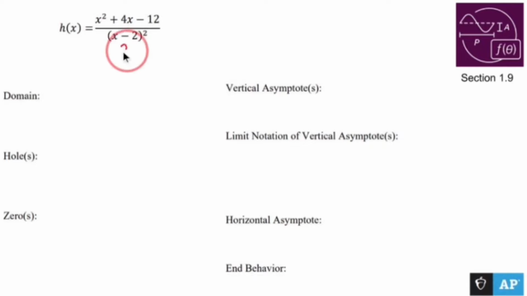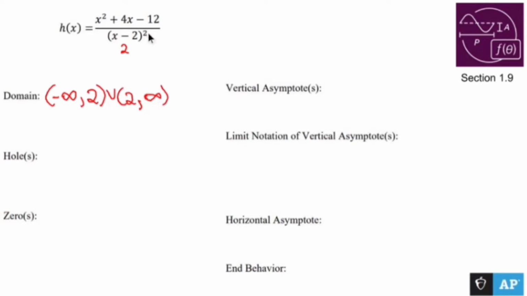For example, 2 would make the bottom equal to 0. 2 is the only number that would make the bottom equal to 0, which means 2 is not allowed in my domain. So the way we write that out is we say negative infinity to 2, not including the 2, that's what the parentheses mean, union, and then 2 on to infinity.